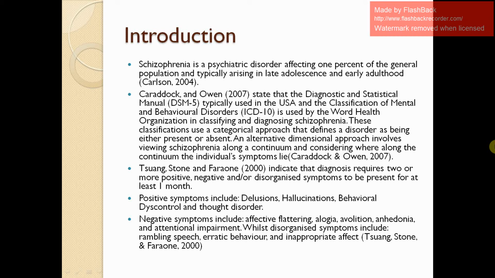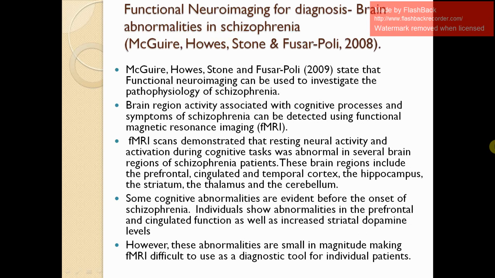Caradoc and Owen 2007. De Jong, Stone and Farrar 2000 indicate that diagnosis requires two or more positive, negative and/or disorganized symptoms to be present for at least 1 month. Positive symptoms include delusions, hallucinations, behavioral dyscontrol, and thought disorder. Negative symptoms include affective flattening, alogia, avolition, anhedonia, and attentional impairment, whilst disorganized symptoms include rambling speech, erratic behavior, and inappropriate affect. De Jong, Stone and Farrar 2000.